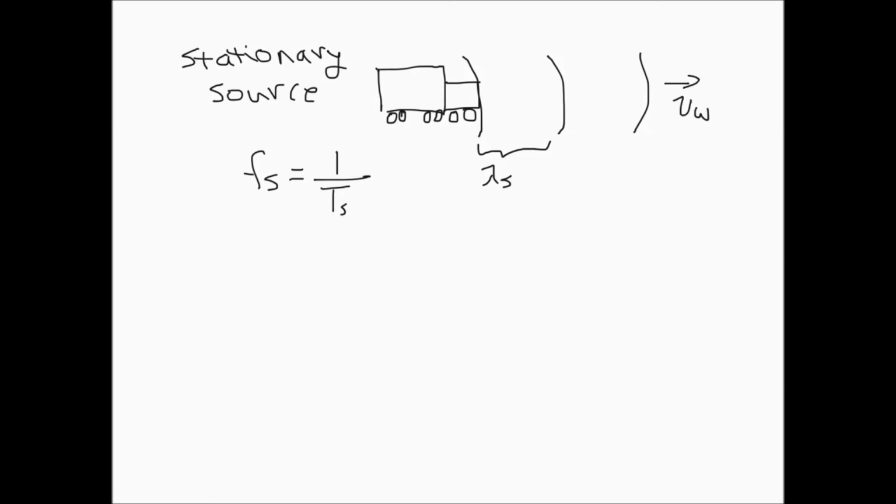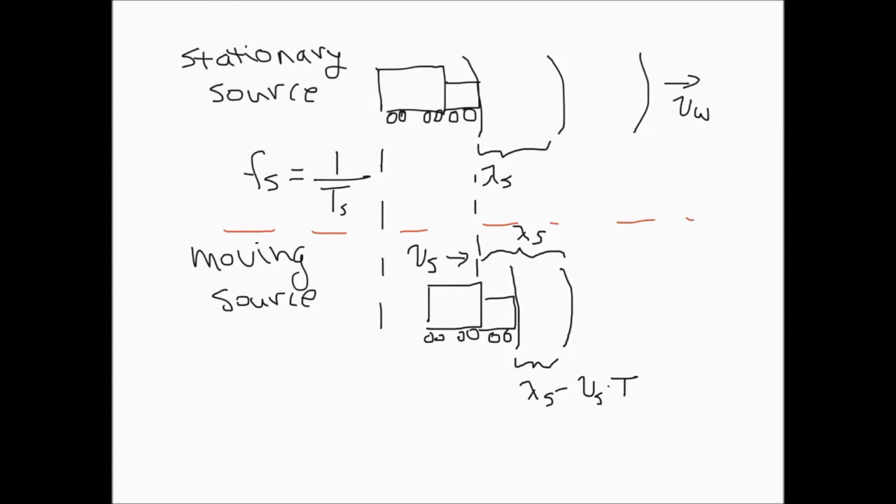Then the wavelength is the distance between the peaks, and we call that lambda s. If the frequency is Fs, the frequency is just 1 over the period, which is Ts, and so if we know the frequency, we know the period, and the period is the time between the peaks. It's the time for one wave to go by.